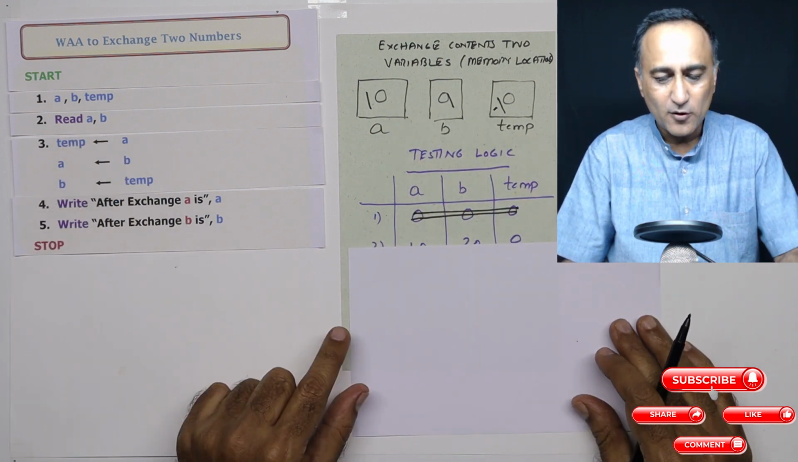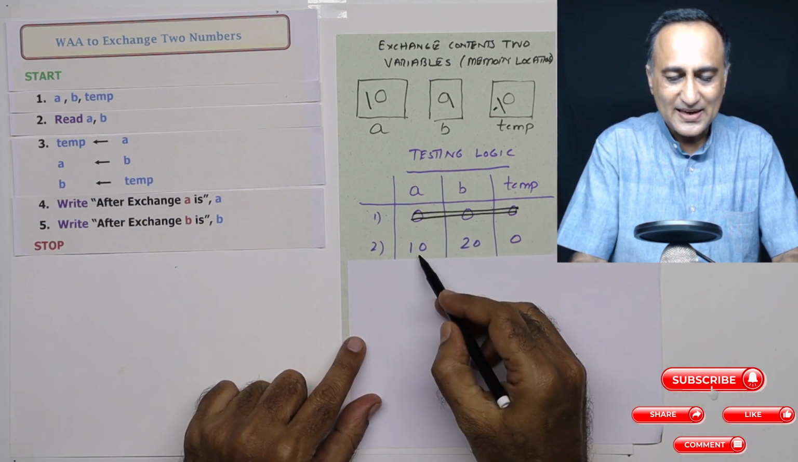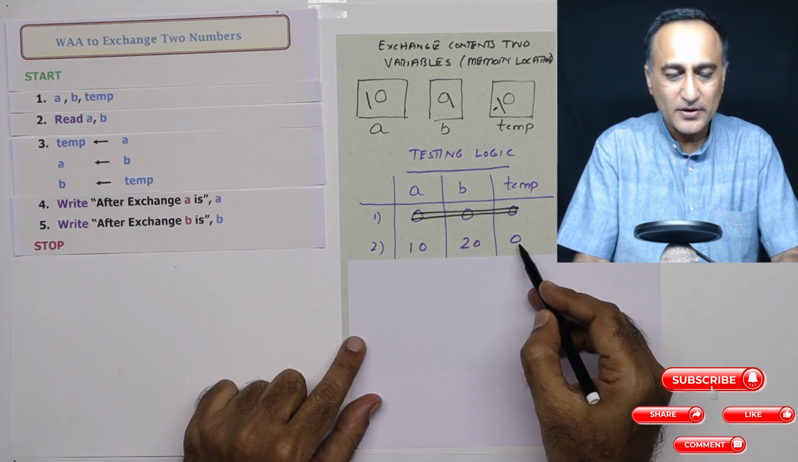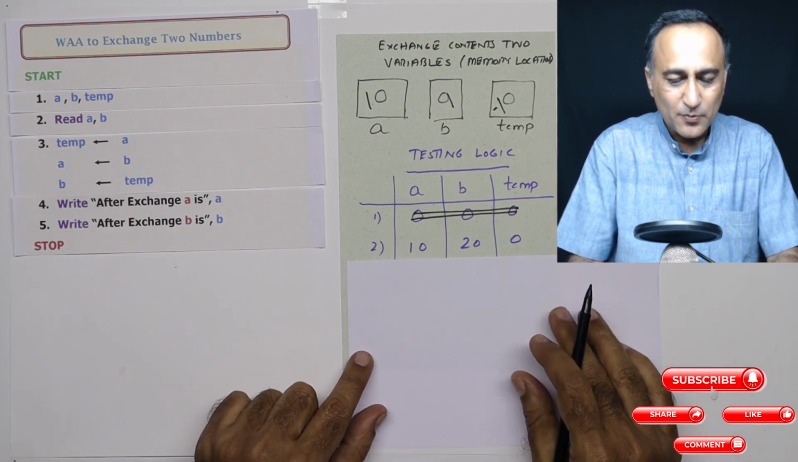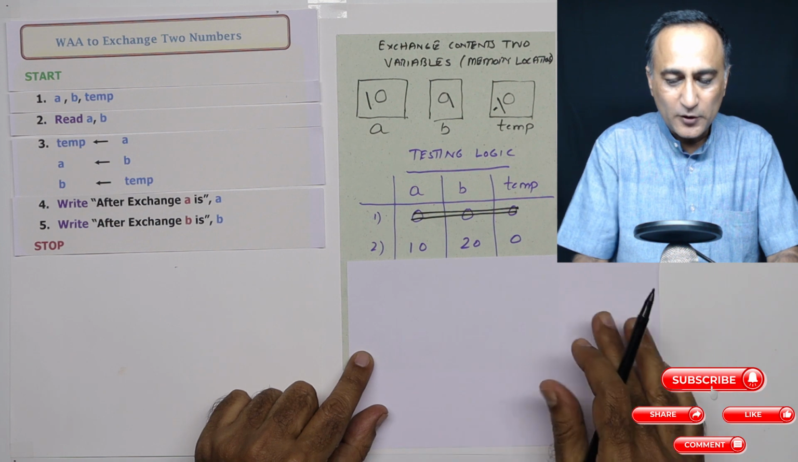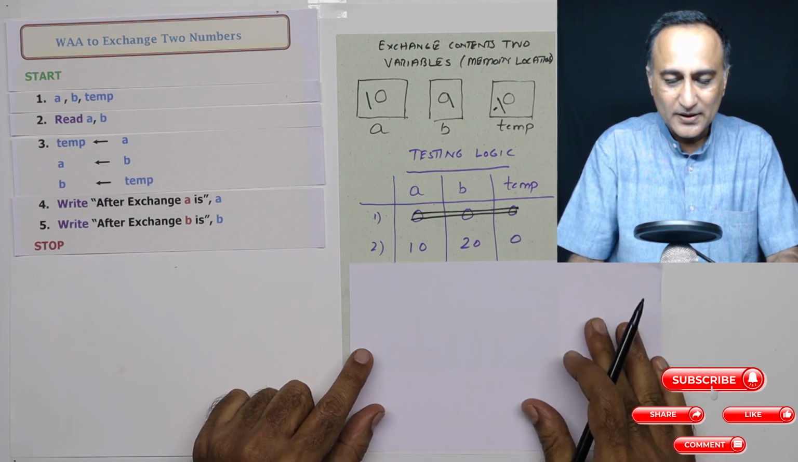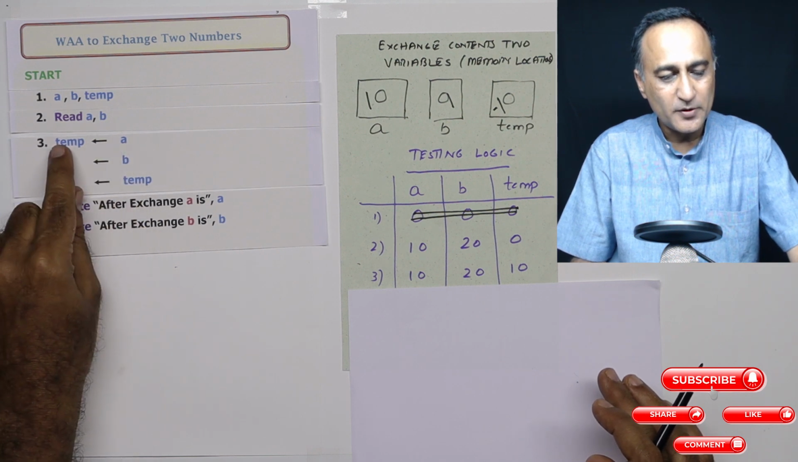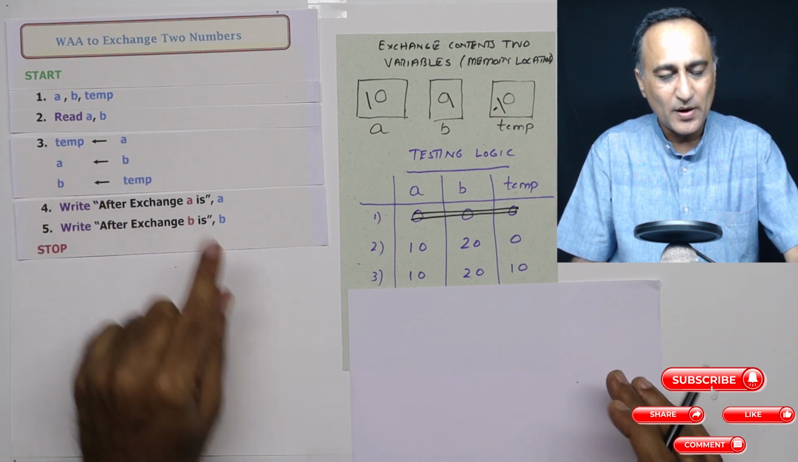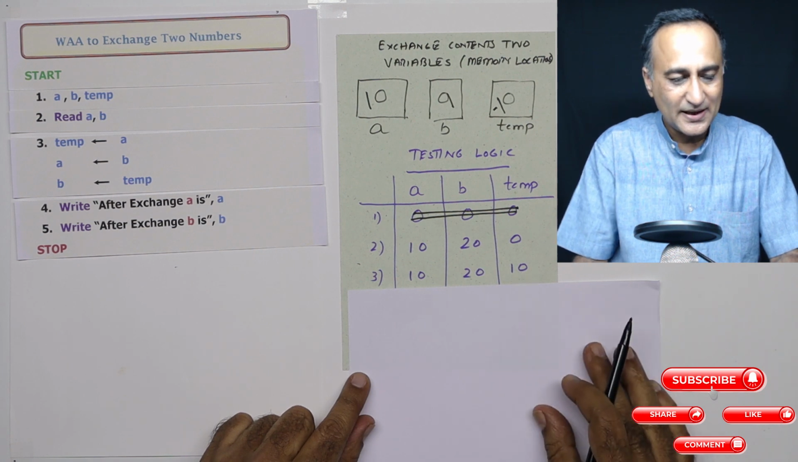I am reading the value of A and B. Let us say A is 10 and B is 20. The value of temp doesn't change because I am only reading A and B. In the next step, I am copying the value of A into temp. So temp should have got 10. If you see here, the value of A is copied to temp, or temp is assigned the value of A. So temp becomes 10.